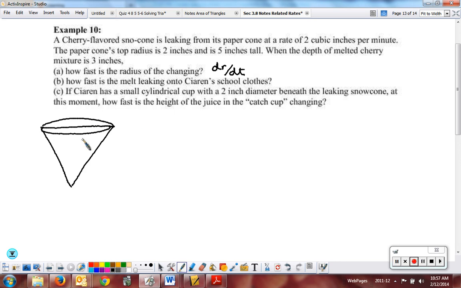Now I want to ask a question about this before I start labeling some stuff on here. Is this changing? Nope. Do not call that R. That's not changing. Your paper that you get is not magically changing shape for you. What is the radius of the top of the paper cone? 2. Just label it a 2. It's not a variable. It's a constant. It is the same number for the whole problem. Do not make variables for constants.